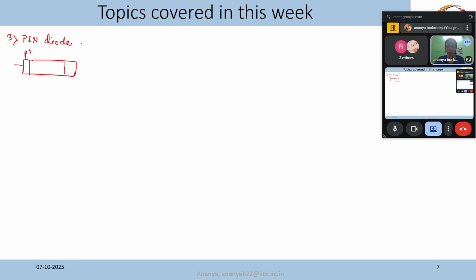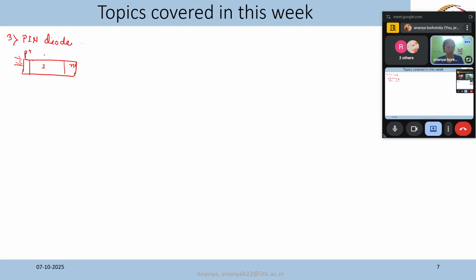We have the P plus region in the PIN diode, this is the intrinsic region, and then we have the N plus region. This P plus region is normally very thin, so that when we shine light from this side, whatever is generated will move towards the depletion region. The whole intrinsic region is the depletion region in this PIN diode case.